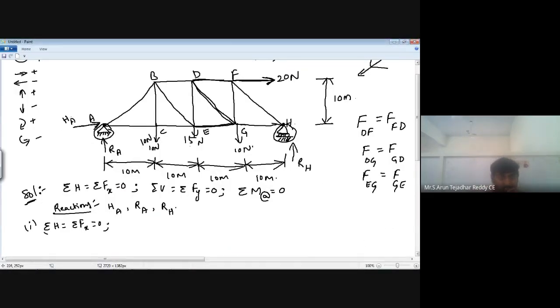Now see here, HA reaction is acting in the right side direction. So here the right side direction is taken as positive. It means HA, and the 20 Newton external load is also acting in this right side direction. So take positive plus 20 Newton is equal to 0. That we can write as HA is equal to minus 20 Newton.